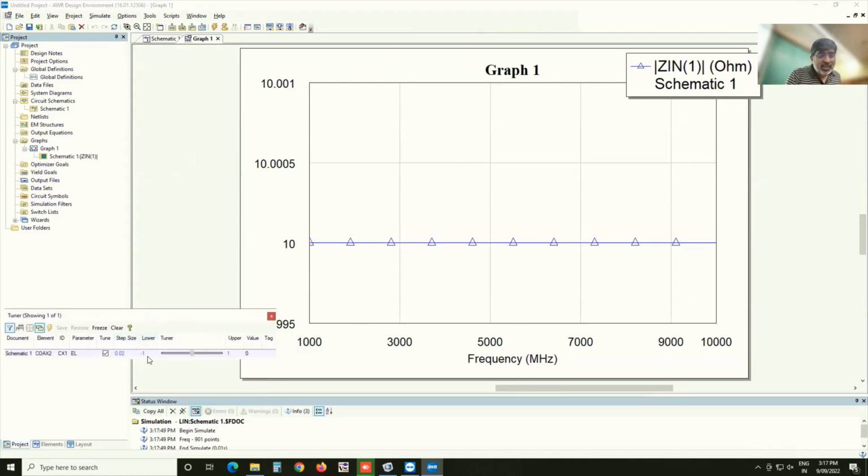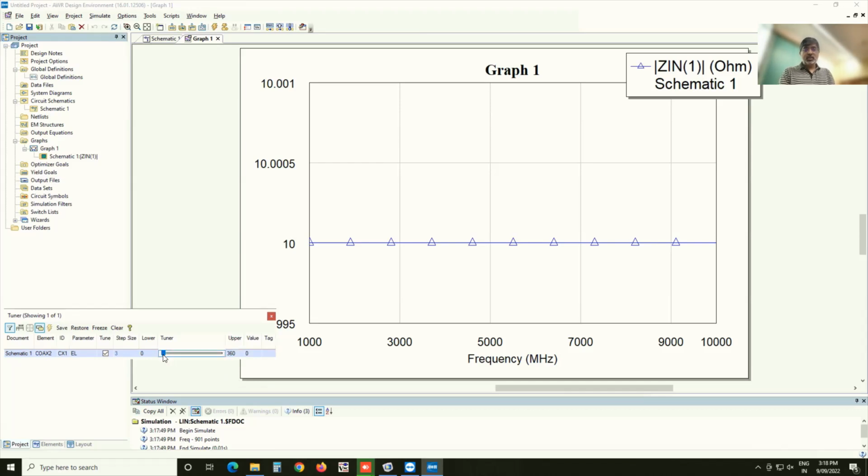Okay. So it has these lower and upper bounds. I should set the lower bound to 0 because you can't have negative lengths here. And I'll set this upper bound to 360 because that's one full wavelength, right? And we will see later on what happens for larger wavelengths.